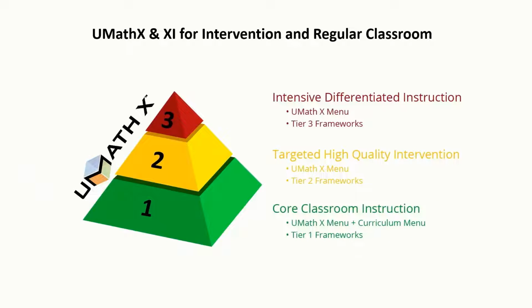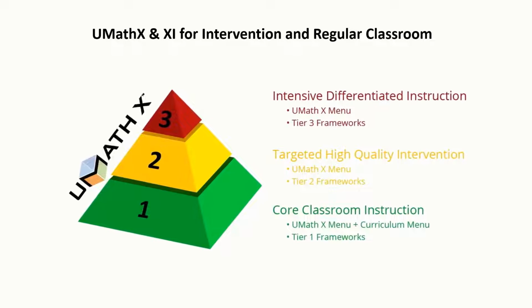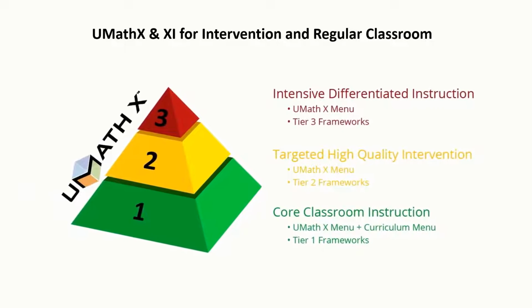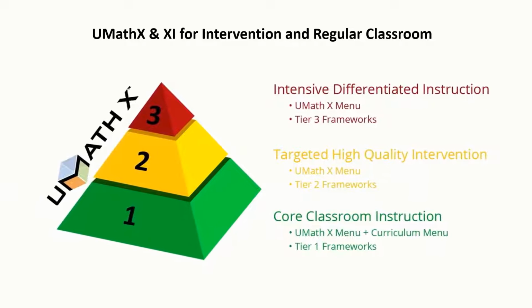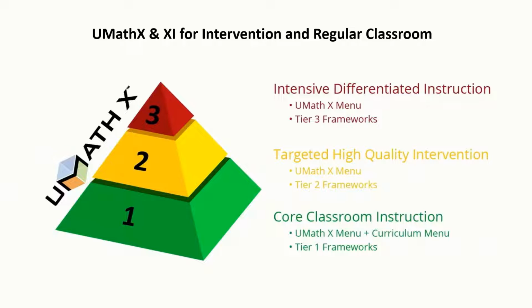Tier 1 is the core classroom instruction, as shown in the pyramid diagram here. It would be given to most students in a class. Again, they may want to work in groups. Tier 2 frameworks offer targeted, high-quality intervention, and Tier 3 frameworks provide intensive, differentiated instruction.